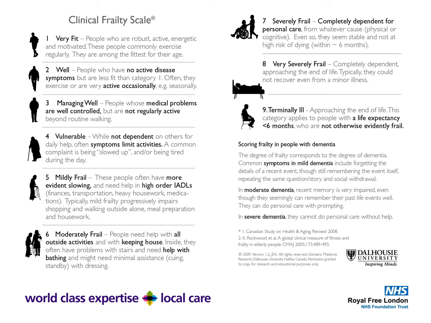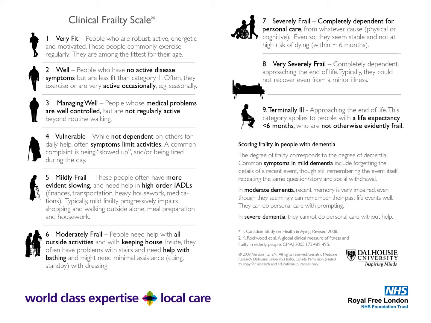So some of you may be familiar with this. This is also in the COVID-19 guidance for decisions about escalation of care. This is the clinical frailty scale, and again, I suggest that you become familiar with it. Again, it's a really powerful tool to categorize patients about where they are in their illness. So, for example, clinical frailty 1 is a very fit patient who is robust, active, energetic, motivated. They are among the fittest for their age.